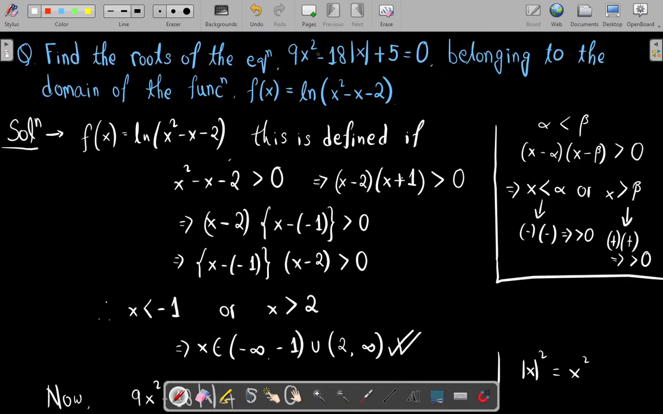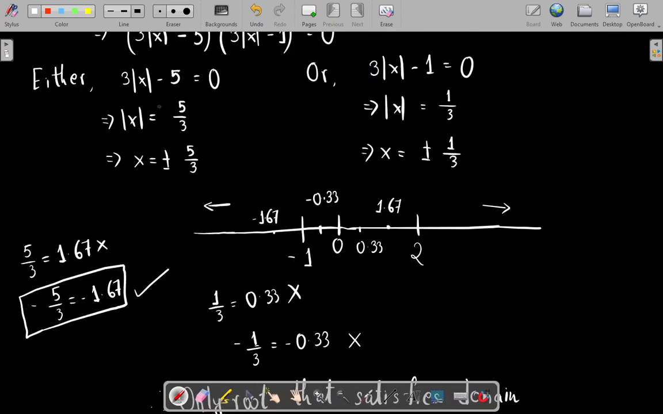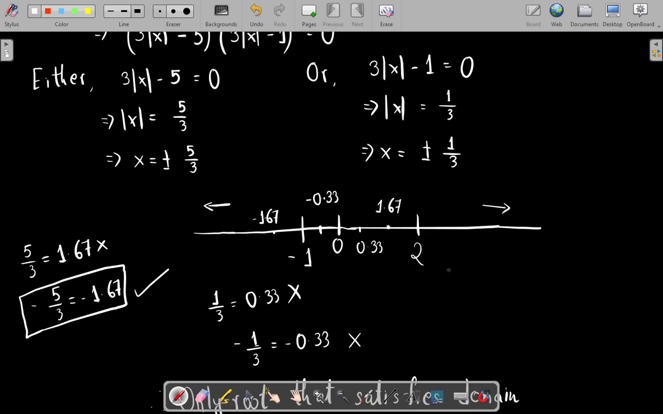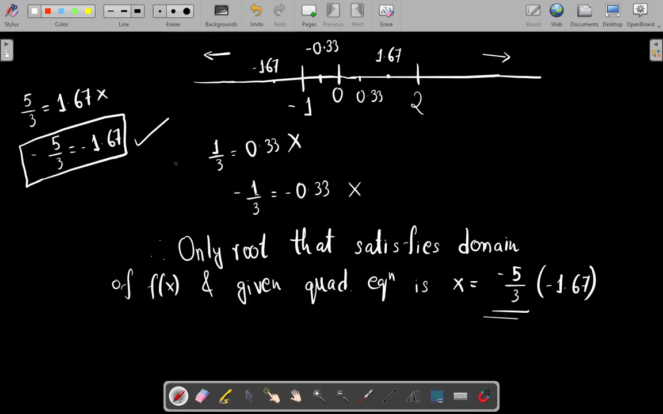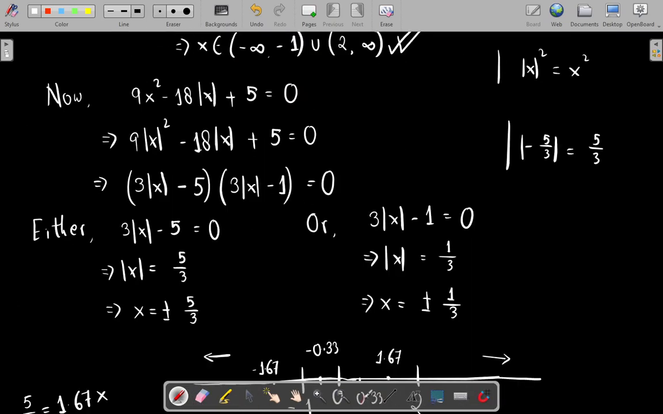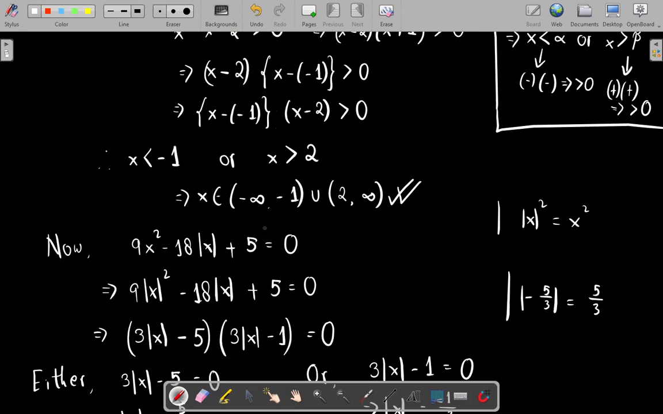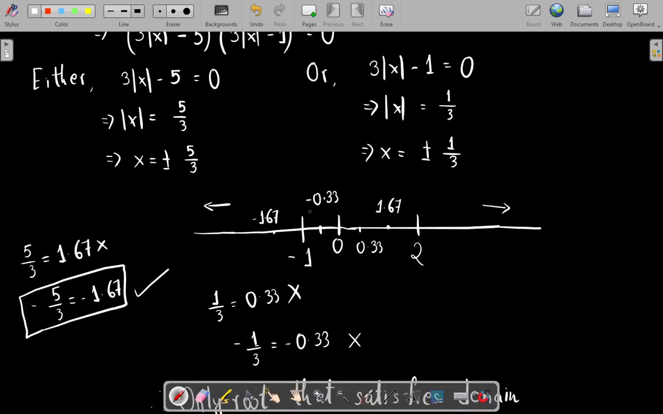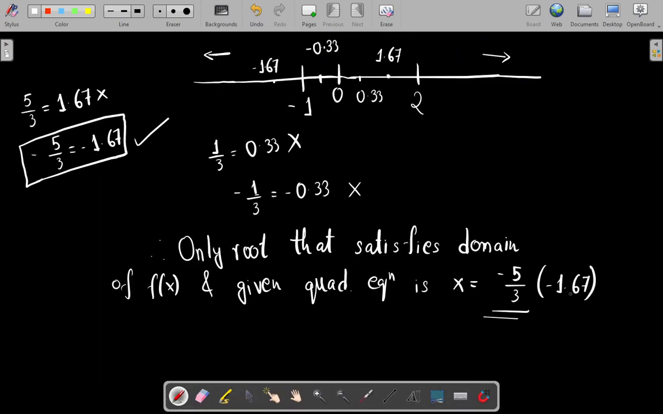So we only have one root that is satisfying this equation. Okay, so this is it. We have only one root here. Many extraneous roots are discarded because of this domain definition that we have discovered after solving for the domain of this function. Okay, so this is it. Okay, thank you.